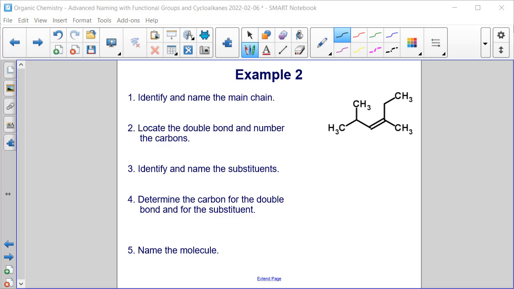All right, here's our second example. You can see the structure on the right-hand side of the screen. We need to first identify and name the main chain. So let me see if I can't find the longest chain of carbons. If I start here, then I have 1, 2. I could also start here and get 1, 2, 3, 4. If I go this way, I get 5. If I go this way, I get 6, 7. Okay, so that's what I'm going to do. So let me circle.